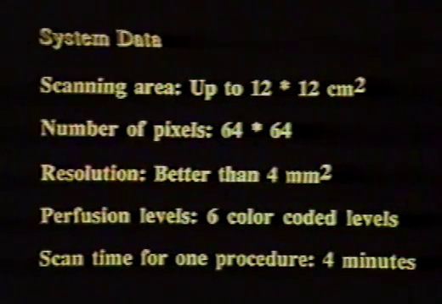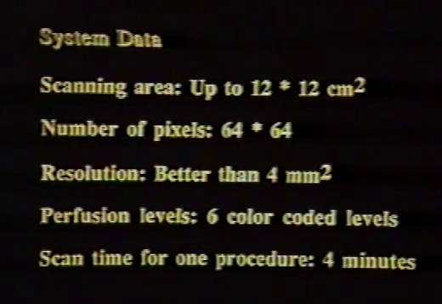Here are some data of the system. Today we can scan an area up to something like 12 times 12 centimeters, but this is by no means a theoretical limit. That is what you can use if you want to look at the blood flow in a hand, for instance. We are using 64 times 64 pixels. That gives us altogether 4,096 different laser Doppler probes, if you so like. This will also give us a resolution of something like 4 square millimeters.